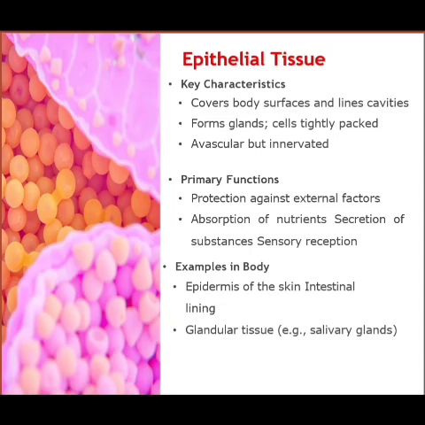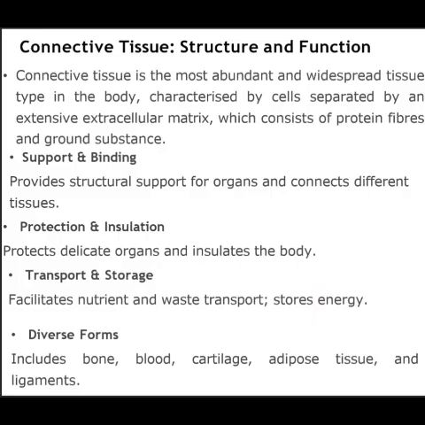Next, the second type of tissue is connective tissue. It is the most widespread tissue in our body. Connective tissue connects, supports and protects other tissues. It has cells spread in a gel-like matrix with fibers. Its functions are support and binding, for example tendons and ligaments; protection and insulation, for example fat; and transport, for example blood. Its types include bone, blood, cartilage, fat, and ligaments.